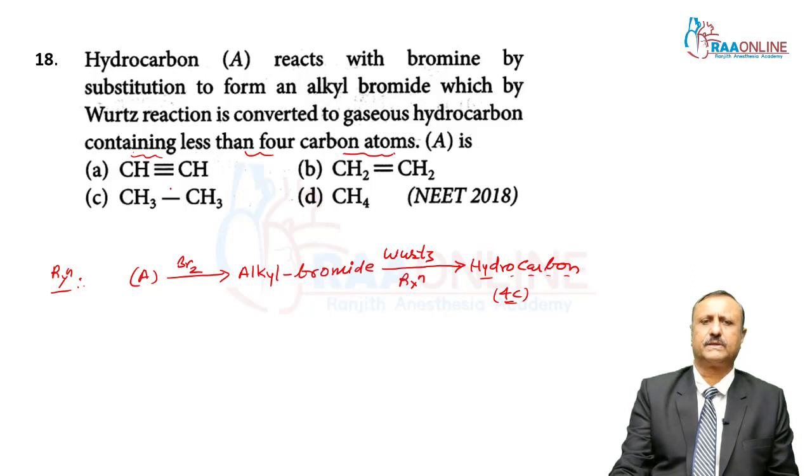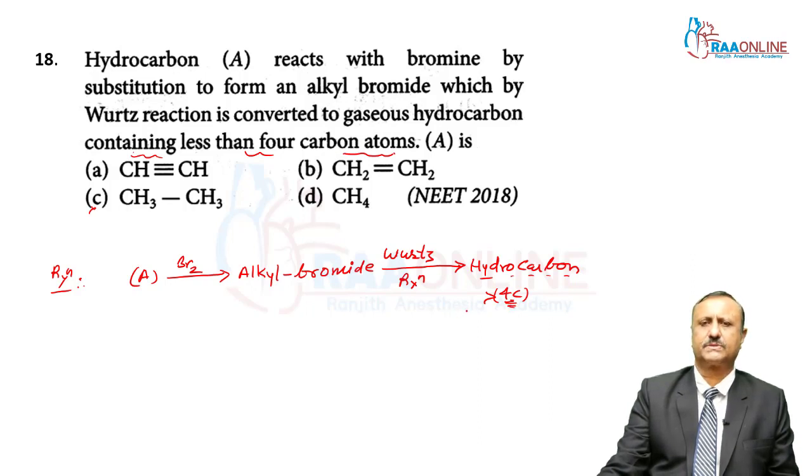If, my dear students, you get CH3 and C2H5 together, then you get C4H10, meaning 4 carbon atoms. But that is not possible here, because the question says the hydrocarbon has less than 4 carbon atoms.